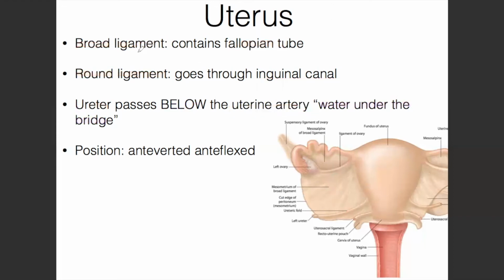Let's repeat again. We have the broad ligament and the round ligament. The broad ligament contains the fallopian tube. The round ligament goes through the inguinal canal and inserts outside in the external genitalia. And the ureter passes below the uterine artery, which is the important location. The last thing is the position of the uterus, which we said is anteverted, anteflexed.